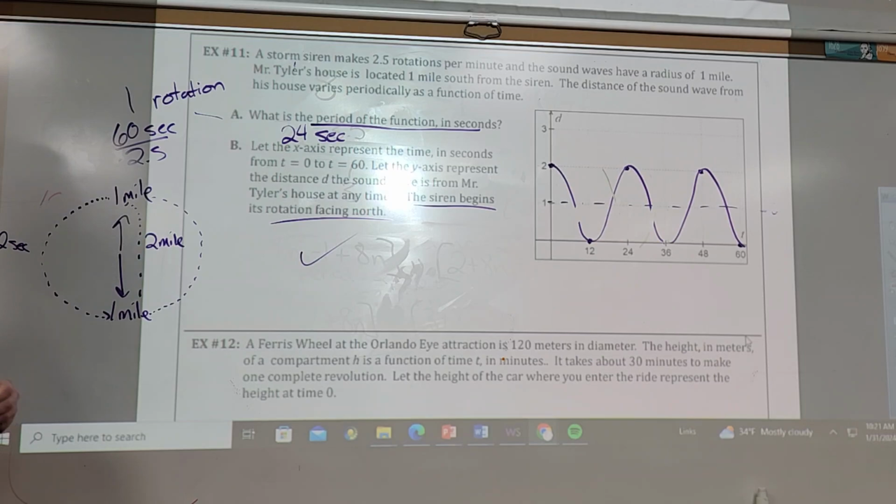So we have to start it when it's facing north. Draw pictures, guys. When we're getting into real world stuff, I cannot emphasize enough how important it is to draw diagrams and such.